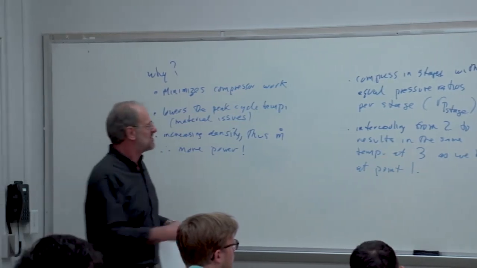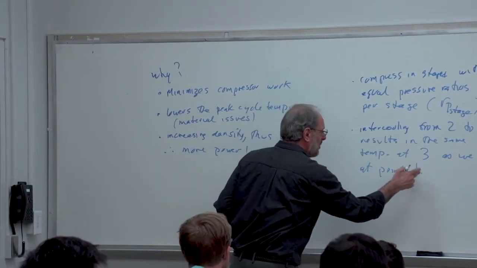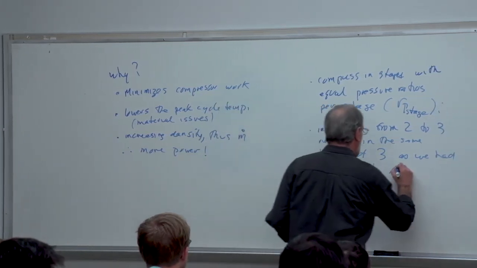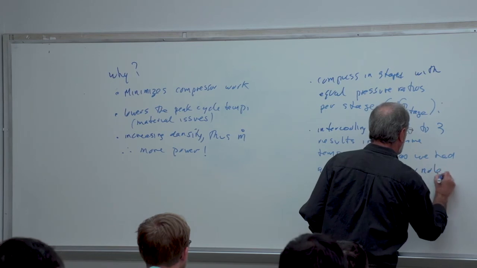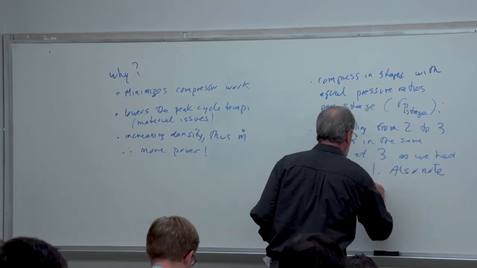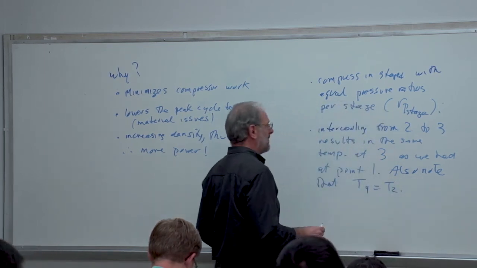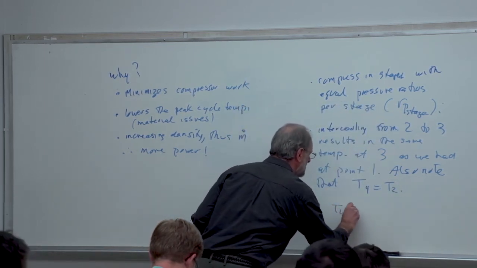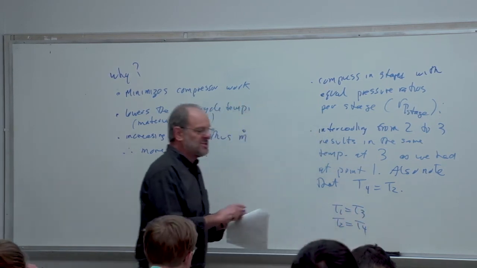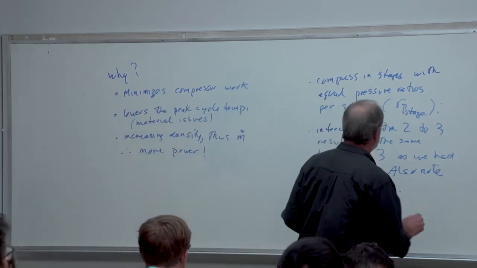So not only will this intercooling lower the temperature at point 3 back down to the same as we had at point 1, we also note that T4 is going to equal T2. Okay? So again, T1 is going to equal T3, T2 is going to equal T4, and this is just the nature of the intercooling process.